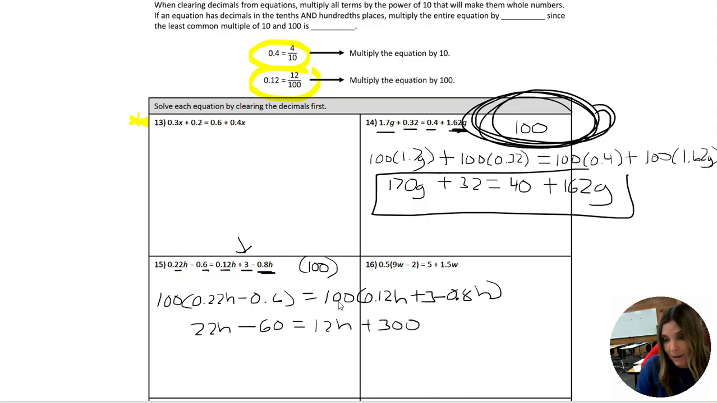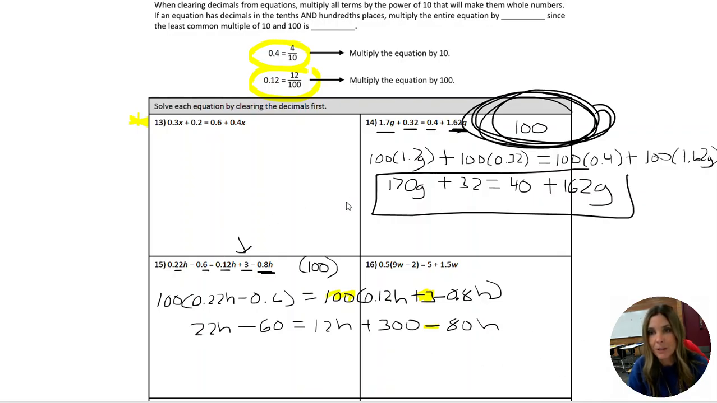This is the one that you have to be super careful of. Even though this one doesn't have a decimal, everything in the equation has to get multiplied by either the least common denominator or the least common decimal. And then 100 times negative 0.8 is going to be negative 80h. And then we would just go ahead and solve this equation from there.